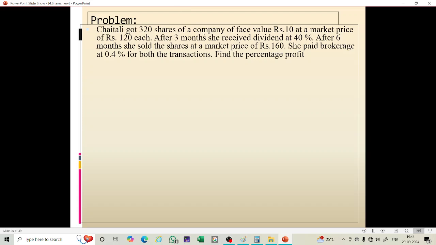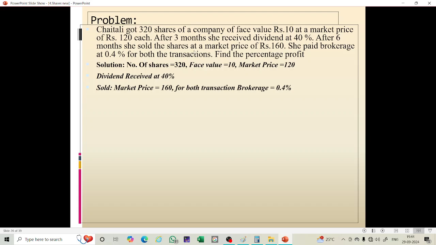Now take one more problem. Chaitali got 320 shares of a company, means number of shares 320, of face value rupees 10. I have written here face value 10, market price of rupees 120. After 3 months she received dividend at 40%. So total dividend we have to find after this. Rate of dividend is given 40%. After 6 months she sold these shares at market price of rupees 160. So market price 160 I have written here.